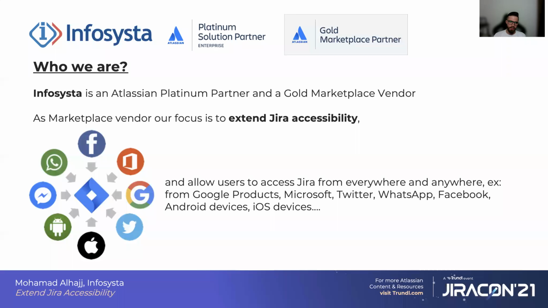Accessibility. Now, let's start with who we are. We are Infosysta, an Atlassian Platinum partner and a Gold Marketplace vendor. As a marketplace vendor, our focus is to extend Jira accessibility, that is, to allow users to access Jira from everywhere and anywhere. For example, from Google products, Microsoft products, Twitter, WhatsApp, Facebook, Android devices, iOS devices, and several other products.